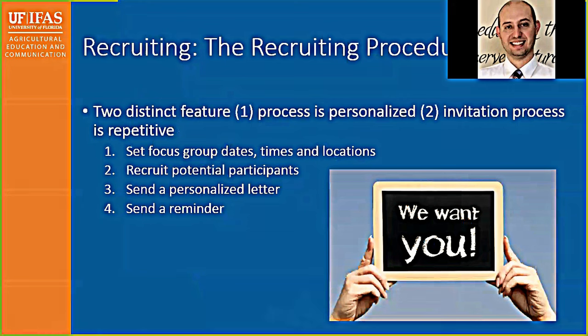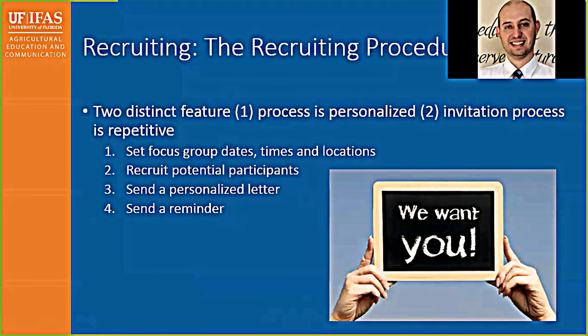There are 2 distinct qualities of successful recruiting. First, the process is personalized. This means that each invited person feels that he or she is personally asked to attend and share his or her opinions. Second, the invitation process is repetitive. Invitations are given not just once, but 2 or 3 times.